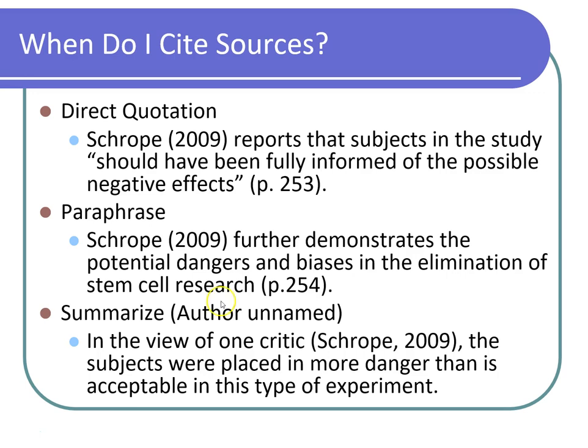So here we have at the top, we have a direct quote. The author here is Schroep. We'll just kind of go over this one really quick. So we have Schroep, 2009 reports that subjects in the study, quote, should have been fully informed of the possible negative effects, page 253. So now when you cite with a direct quote or even a paraphrase, what you're going to see is that you're going to need to put a page number in there.